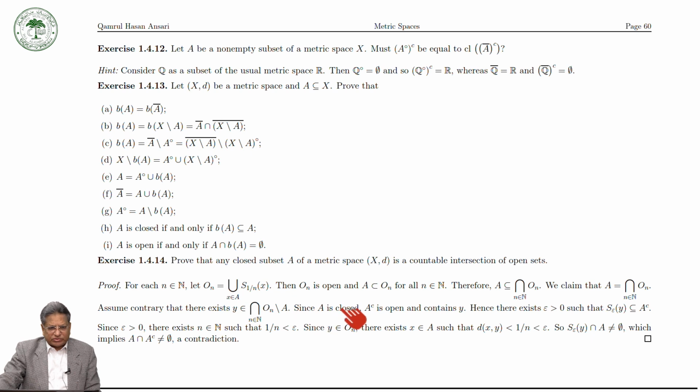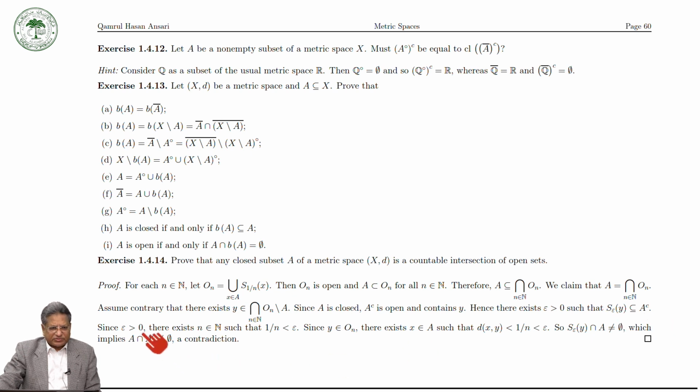And now since A is closed, the complement of A is open, and it contains y, because y is not in A, so y must be in the complement of A. Hence, this is an open set containing y, so y is an interior point of the complement of A. So there exists an epsilon positive such that the open ball with center y and radius epsilon must be a subset of the complement of A.